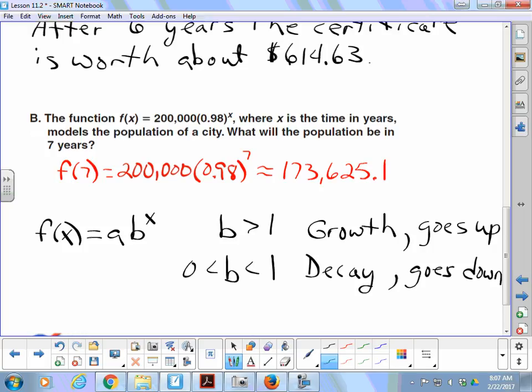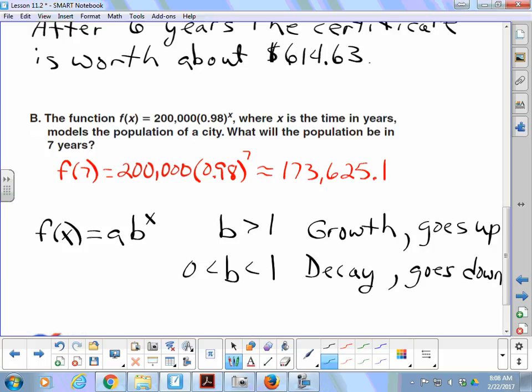Now that works when we're talking about an application problem. If we're talking about graphing, then it depends on what a is to reflect that also. So a can cause it to change a little bit, only if a is negative. That's the only way a would affect it.